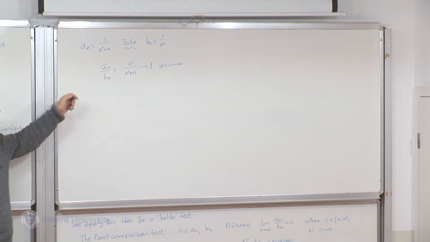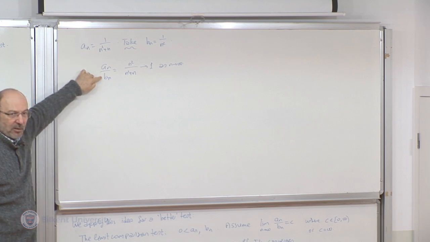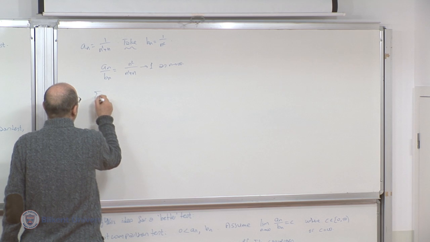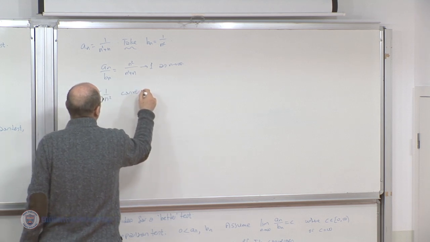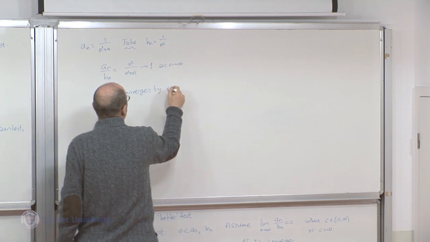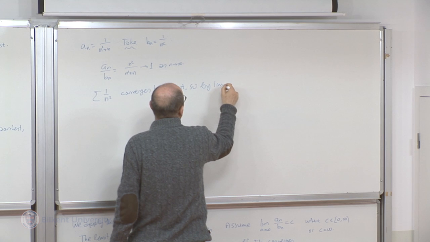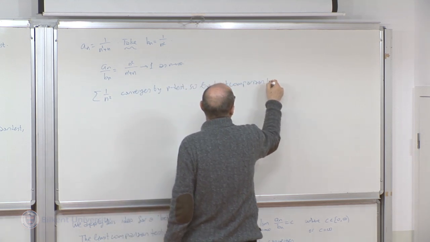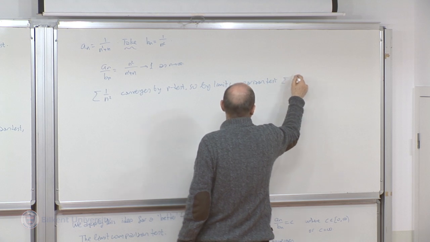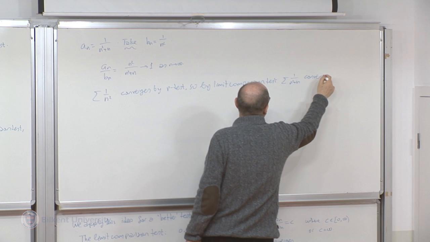c is equal to 1. So whatever bn is doing, an is doing the same thing. Summation 1 over n squared converges by p-test. So by limit comparison test, summation 1 over n squared plus n converges.